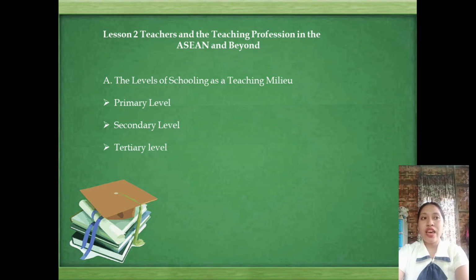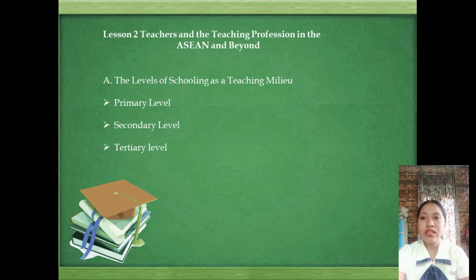Lesson 2: Teachers and the teaching profession in the Asian and beyond. So, in all the countries in the Asian, the levels of formal schooling in the educational system are as follows: primary level, secondary level, and tertiary level. Primary level is composed usually of pre-primary, which includes play school, pre-kindergarten, and kindergarten, and the primary level, which is composed of grade 1, age 6 years old, grade 2, 7 years old, grade 3, 8 years old, grade 4, 9 years old, grade 5, age 10 years old, and grade 6 is 11 years old.